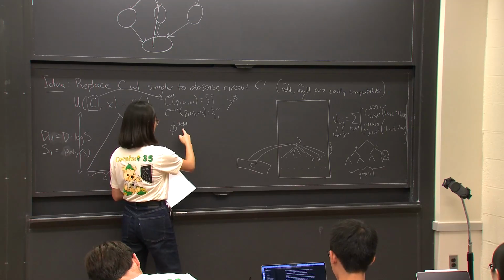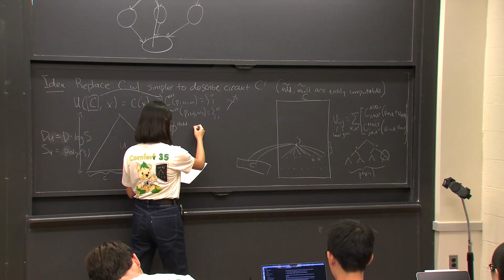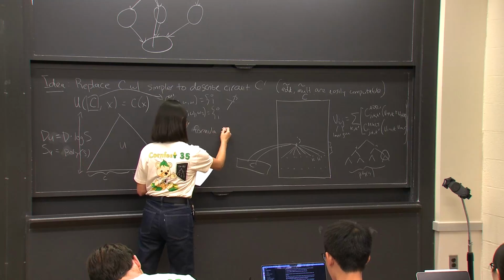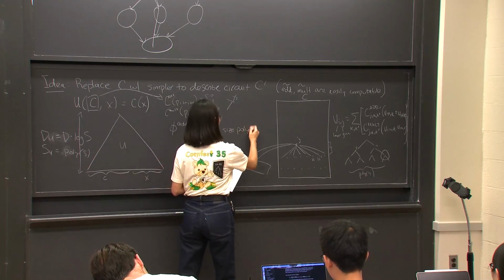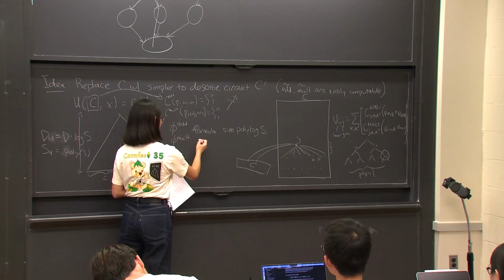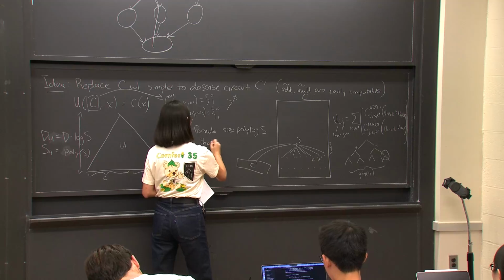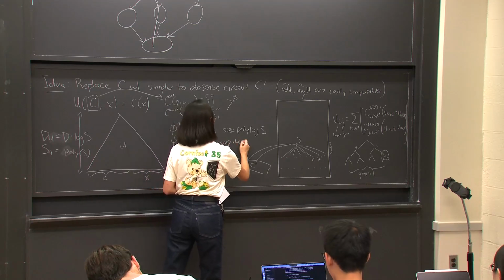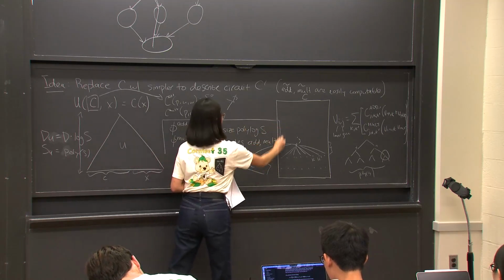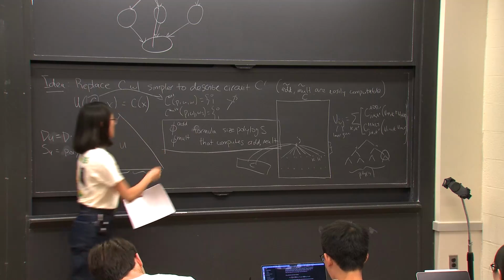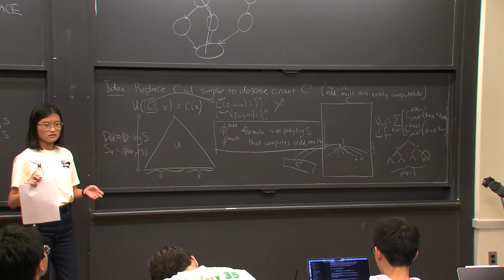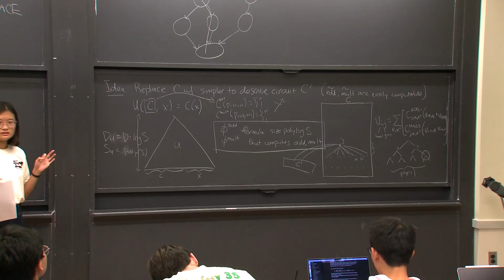So there's going to be a Boolean formula of size polylog s that computes the add and multi functionalities. These are small formulas that tell you whether a particular gate in U is an add or multi gate. That good? Okay. Cool.